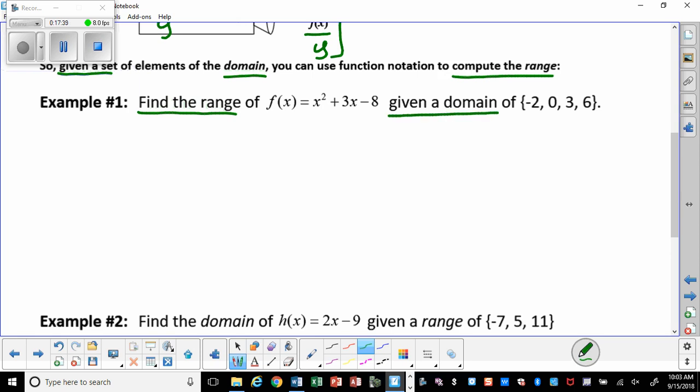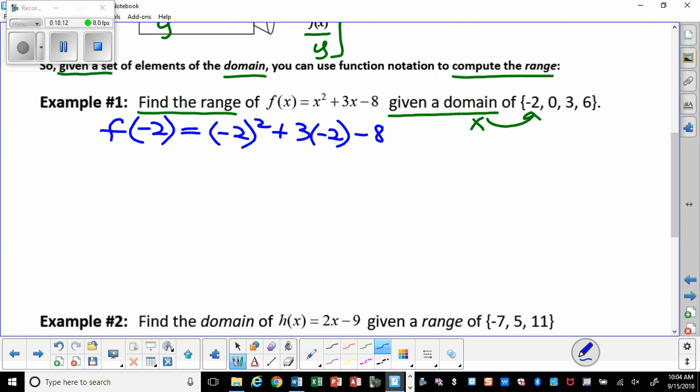And you're given a domain. So these are my x values that I'm going to put into that function. I know what that means, and so now I'm just going to do what it's telling me to do. Basically, algebra is just substituting. So I have an x, so I'm going to do f of -2, and then I'm just going to substitute in for x. So that will be -2 squared plus 3 times -2 minus 8.